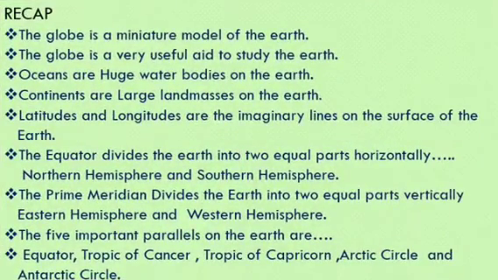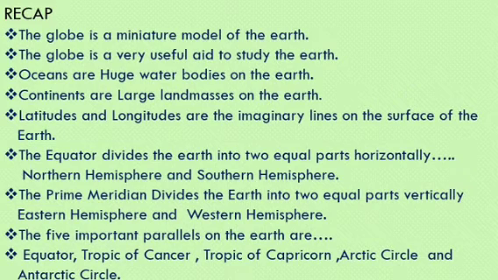Let us have a quick recap. The globe is a miniature model of the earth. The globe is a very useful aid to study the earth. Oceans are huge water bodies on the earth. Continents are large land masses on the earth.